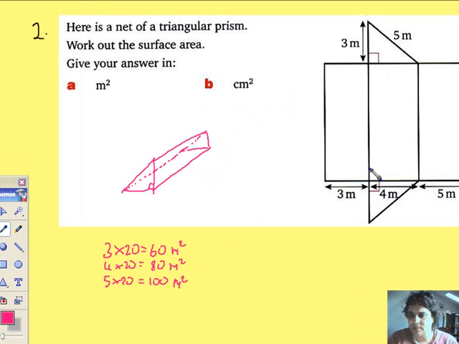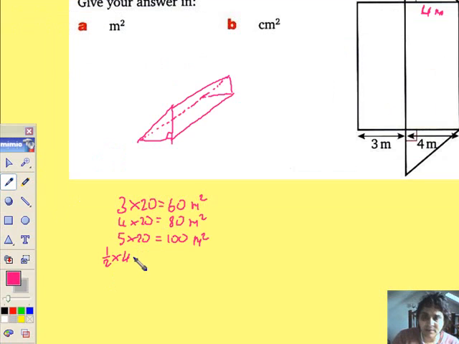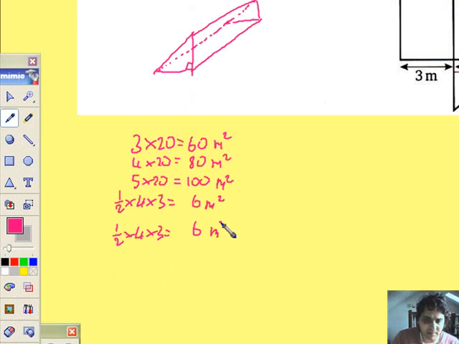Now here and here, the base is 4, the height is 3. Don't be fooled by the 5. I needed the 5 to show that it matches this 5 here when these 2 edges meet to make the triangular prism in 3D. I don't need to use it in the calculation, because for triangles it's half base times height. So half times 3 times 4: half of 12 is 6 metres squared, and the other one is exactly the same, 6 metres squared.